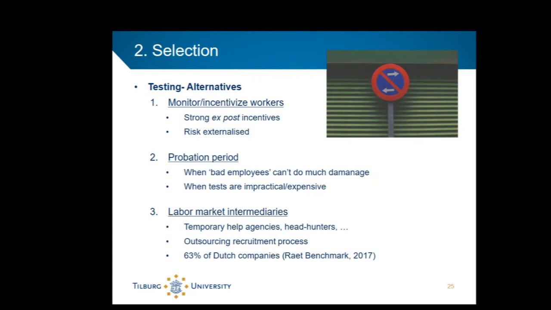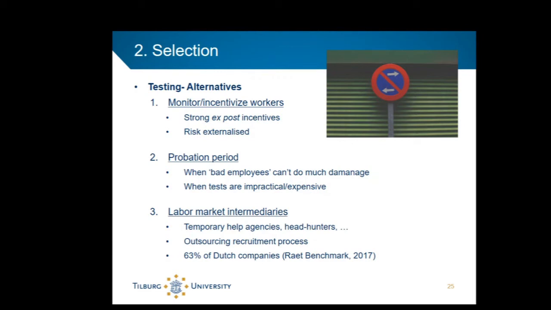The third alternative are labor market intermediaries. So I mentioned these in the beginning as well, for example, Randstad, Hays, Robert Walters. You know a couple of them. Their success is partly explained because selection and recruitment are not a core competency of organizations. So what organizations do is they outsource the recruitment process to specialized companies. And in fact, we see in the Netherlands that about 63% of large Dutch companies rely on intermediaries to organize the recruitment process.